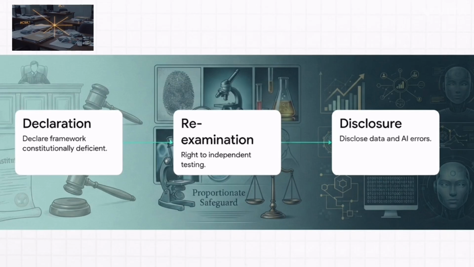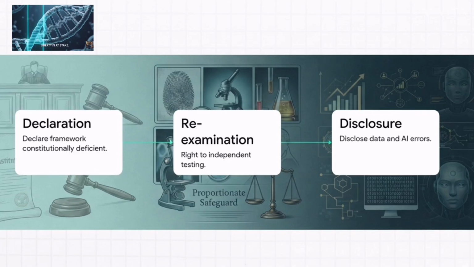Step 2 is the core remedy, the right to independent reexamination. Now, to be clear, this isn't an unlimited free pass to endlessly test evidence. It's a proportionate, procedurally necessary safeguard that's subject to judicial control. Basically, if the evidence can take away your liberty, you should have a practical means to verify it.